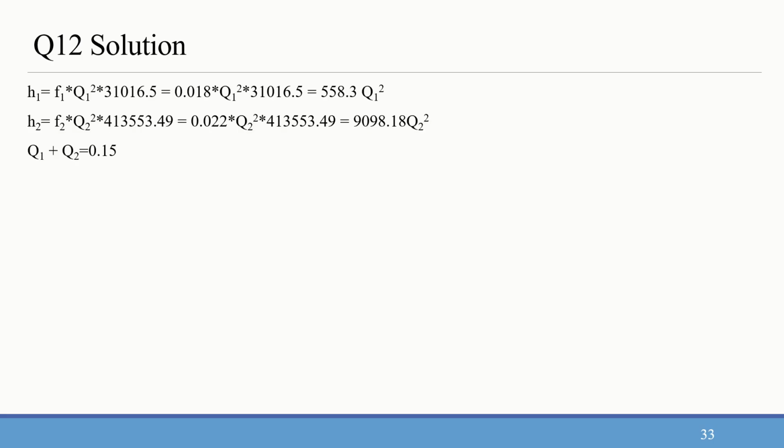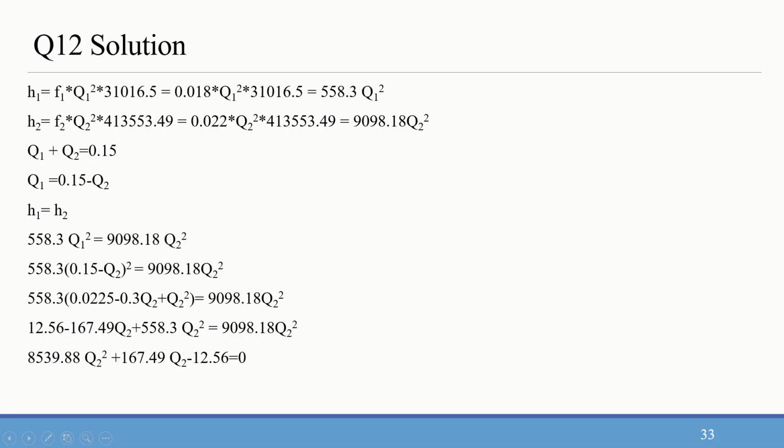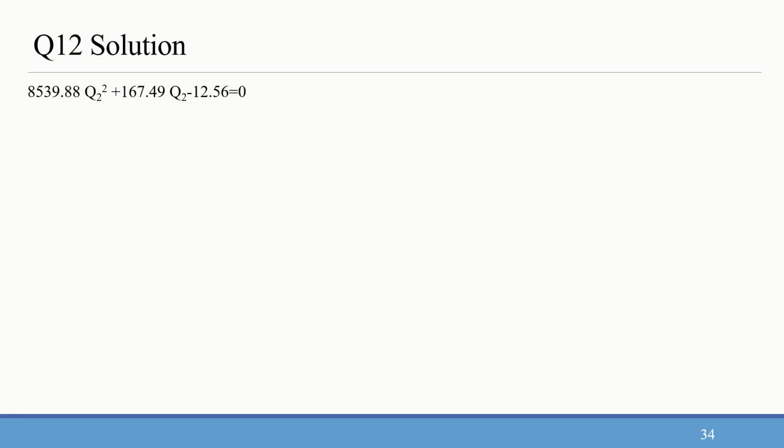So we write H as a function of Q, and we know Q1 plus Q2 is equal to 0.15. That is one equation, and the next is H1 equal to H2. So we have two equations in Q1 and Q2, two equations and two unknowns, which we can easily solve. Substituting Q1 from equation 1 into the other equation, we get a quadratic equation which, if we solve, gives Q1 or Q2, whichever it is.